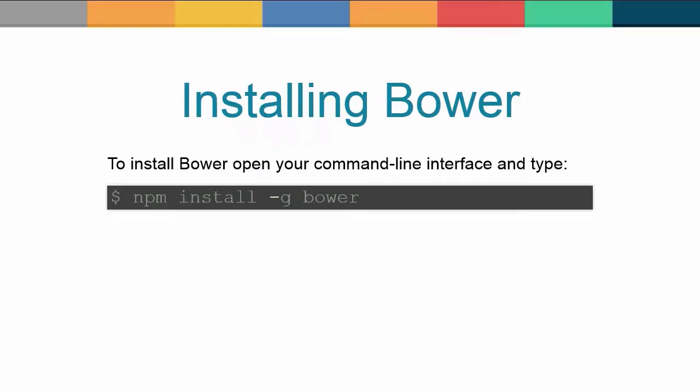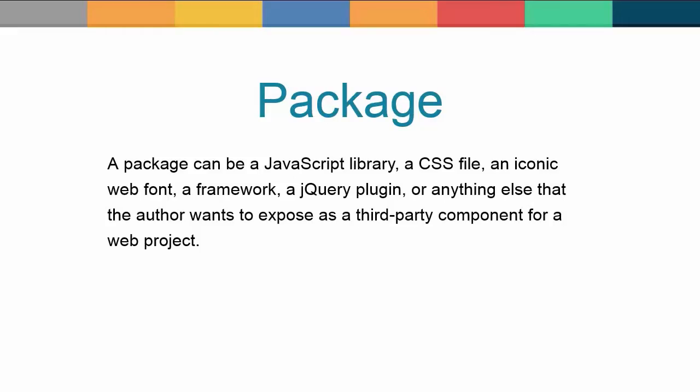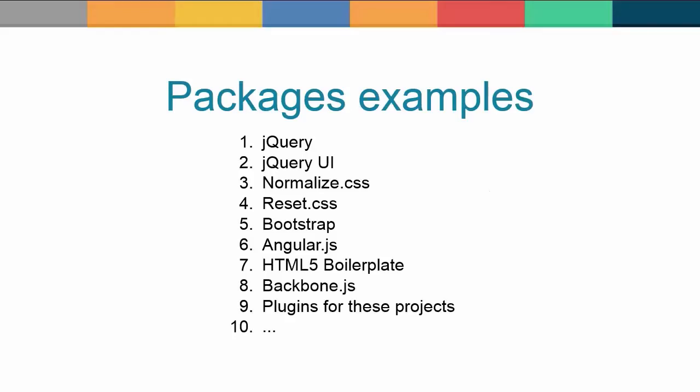To install Bower, open your command line interface and type npm install -g bower. A package can be a JavaScript library, a CSS file, an iconic web font, a framework, a jQuery plugin, or anything else that the author wants to expose as a third-party component for a web project. Some examples of packages are jQuery, jQuery UI, normalized CSS, Reset CSS, Bootstrap, AngularJS, and much more.